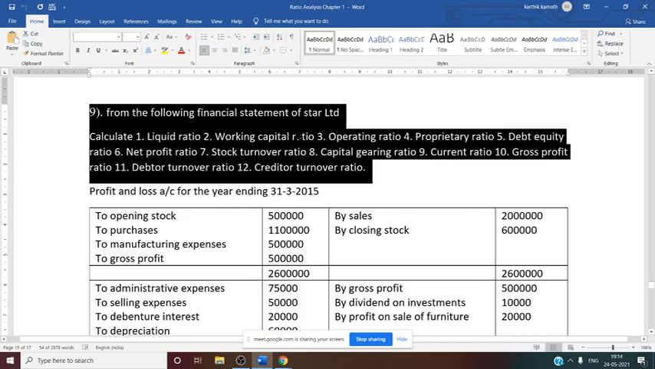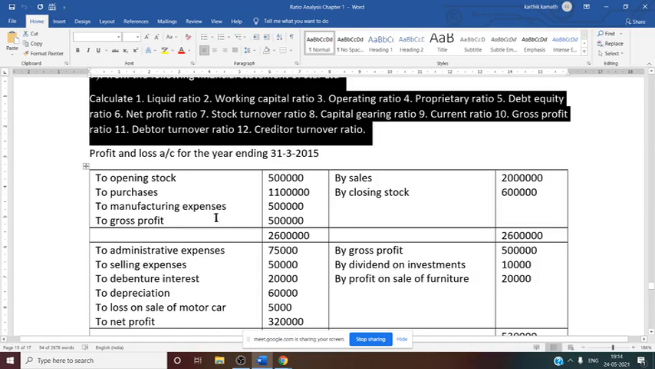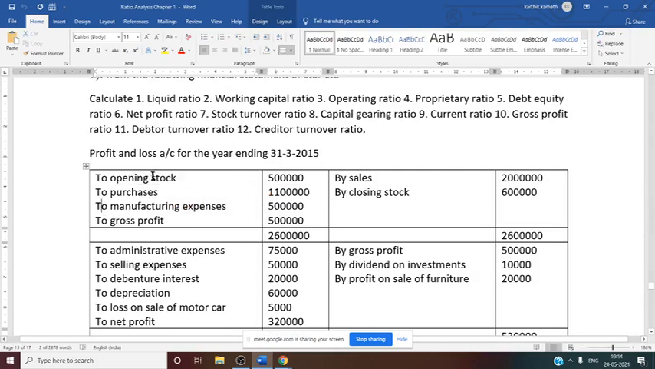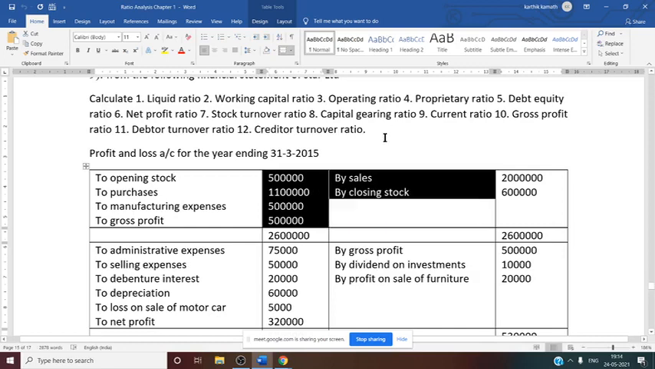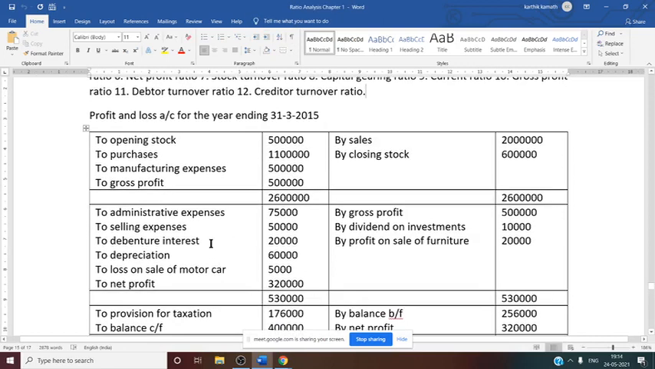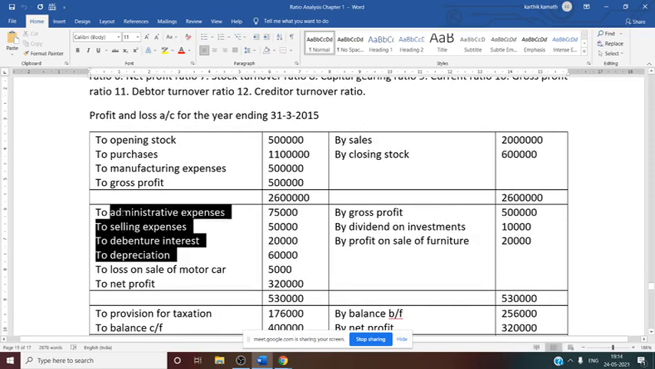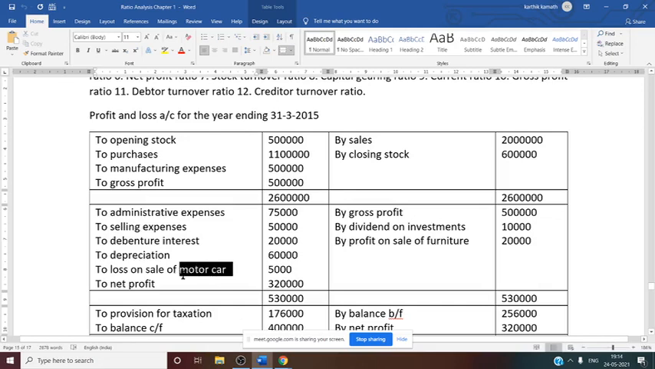So after this they have given you profit and loss account information. See this now, profit and loss account: there is opening stock, purchase, manufacturing expenses, and there is a gross profit and closing stock, and sale information is given. Then there is administrative expense, selling expense, debenture interest, depreciation. There are 4 expenses they have given. Then there is a loss on sale of motor car, so loss on sale of assets. You can consider this loss on sale of motor car as a non-operating expense.